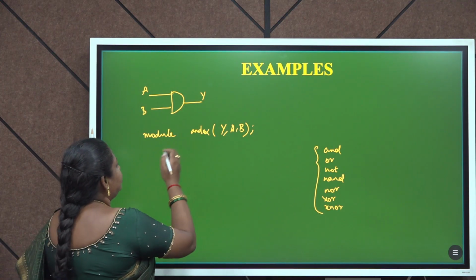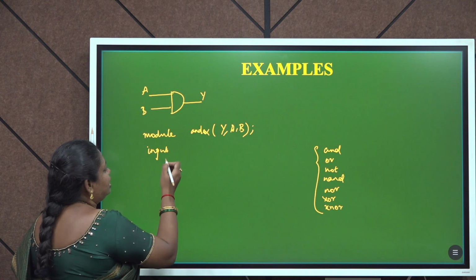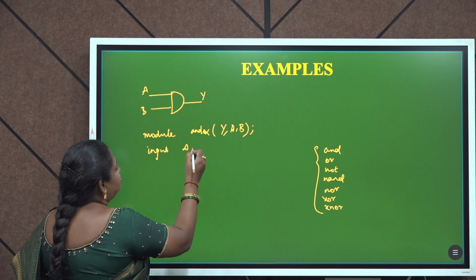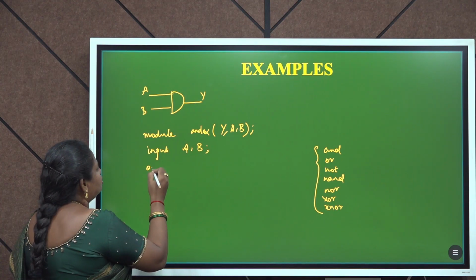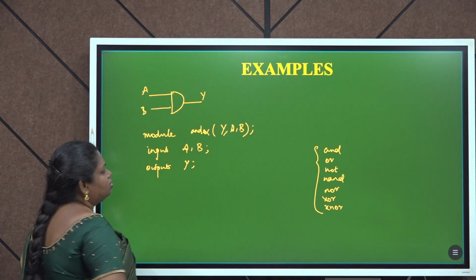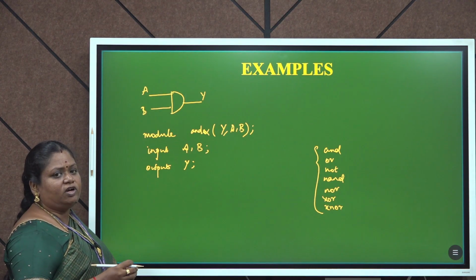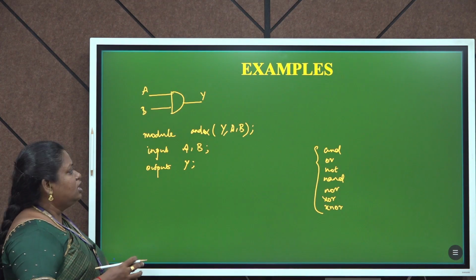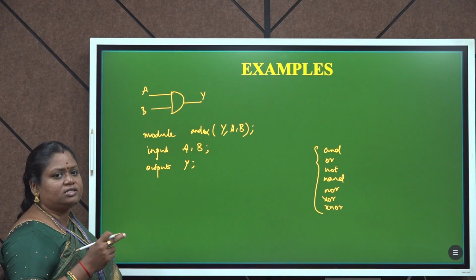Next, I have to declare what is my input and what is my output. Input is a keyword, and A and B are my inputs, so I write input A, B. Next, output is only Y, so I give output Y. Since these variables have only a single bit, I do not need a bit representation, because when a variable is declared, it is assumed to be a single bit.